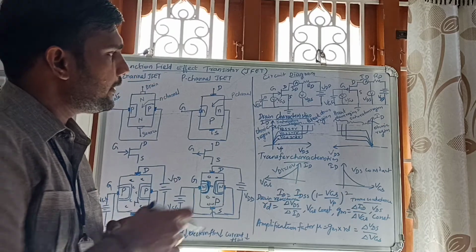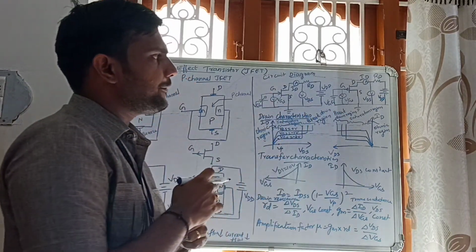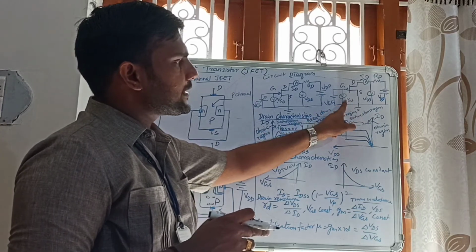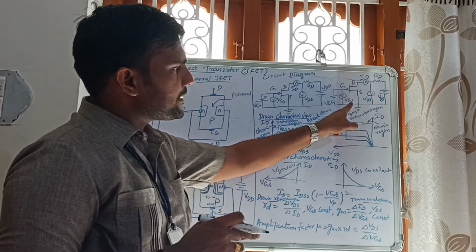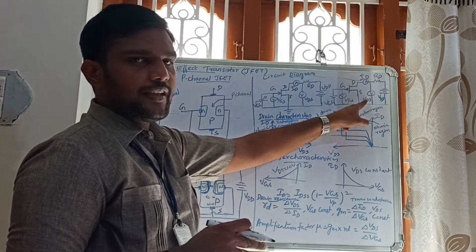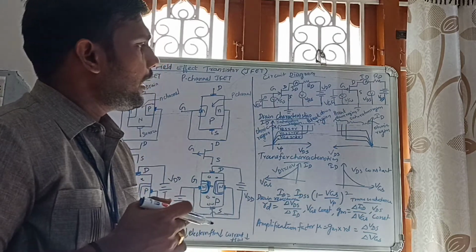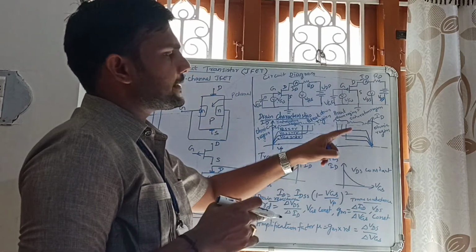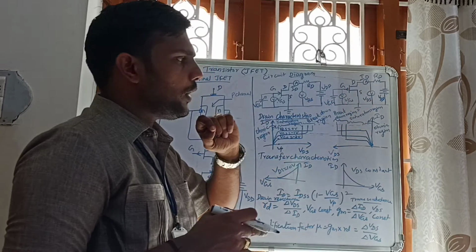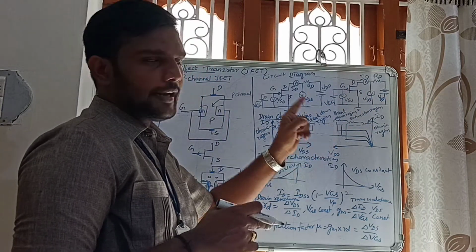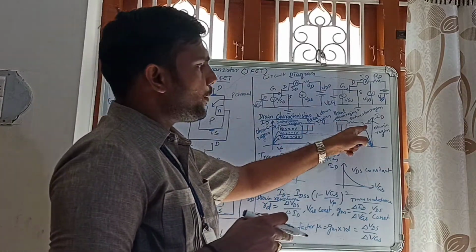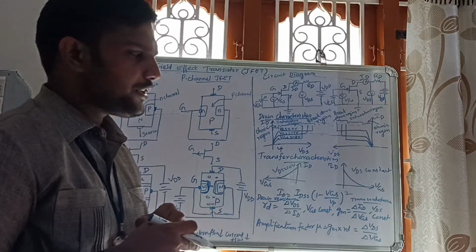Then similarly for P channel JFET, see, this is the circuit diagram of P channel JFET. This is the input side. At the input side, gate to source voltage is measured. At the output side, drain current ID and drain to source voltage VDS are measured. Here, this is the drain characteristics, plotted between VDS and ID, and VGS will be constant. For the P channel JFET, drain characteristics are plotted in the second quadrant. Here also there are three regions: ohmic region, saturation region and breakdown region.